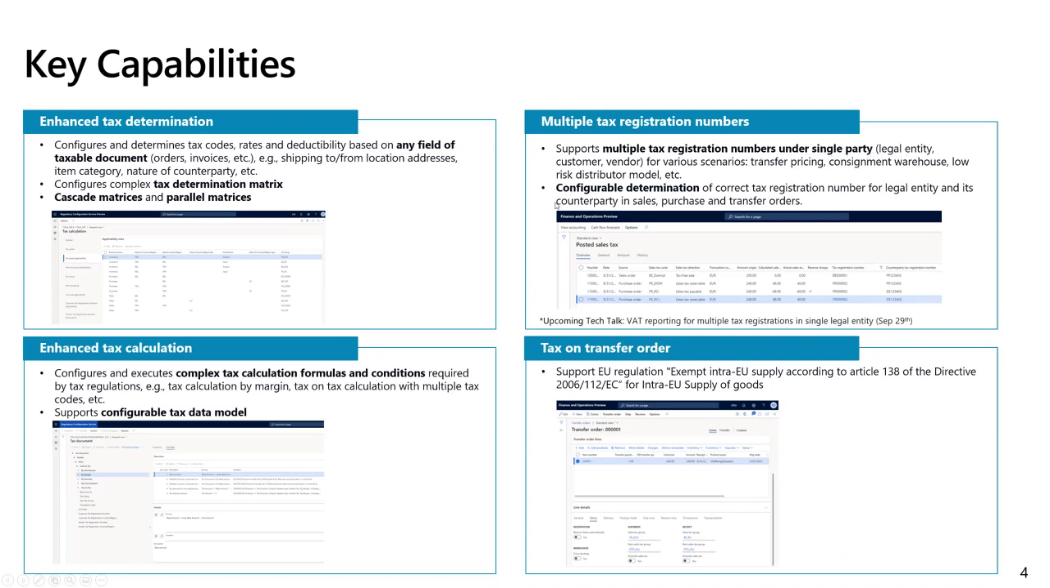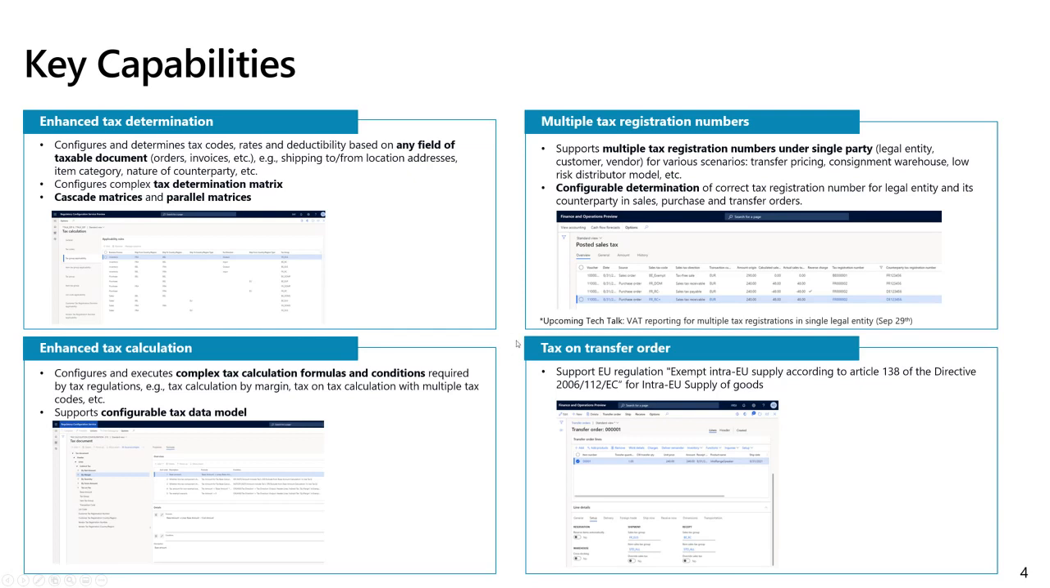And the second is we have matrix features here as well to automatically determine the correct VAT number for your transaction. So for a sales order, the VAT number of your legal entity and the VAT number of your customer, if your customer has multiple VAT numbers, can be determined automatically here. And just for your information, there will be an upcoming tech talk on September the 29th for VAT reporting and multiple tax registration numbers in a single legal entity. That tech talk will cover the reporting part. So for today's tech talk, we will focus on the determination part.